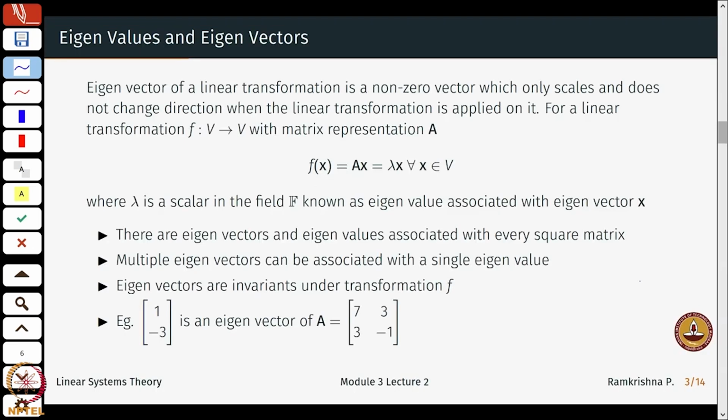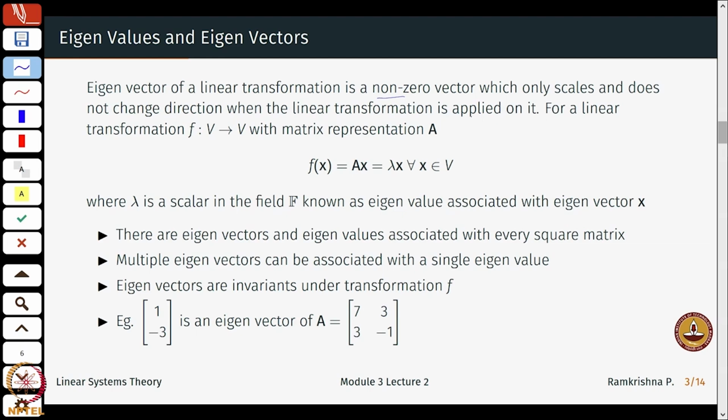Okay. So, first, I am sure we would have read this somewhere, but we will slowly try to revisit and see what it would mean a bit geometrically. So, the statement here says that an eigenvector of a linear transformation is a non-zero vector which only scales and does not change direction when this linear transformation is applied on it.